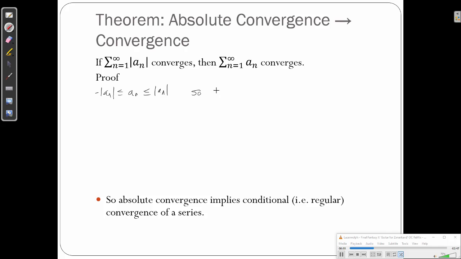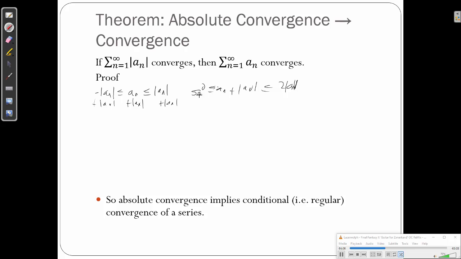So, a sub n plus the absolute value of a sub n is less than or equal to 2 times the absolute value of a sub n, and greater than or equal to 0. Just add the a sub n to all three sides.